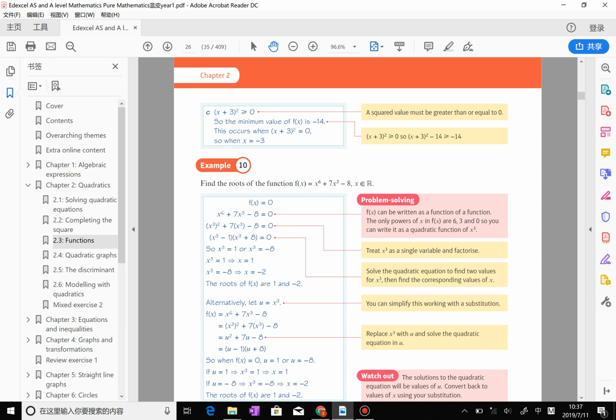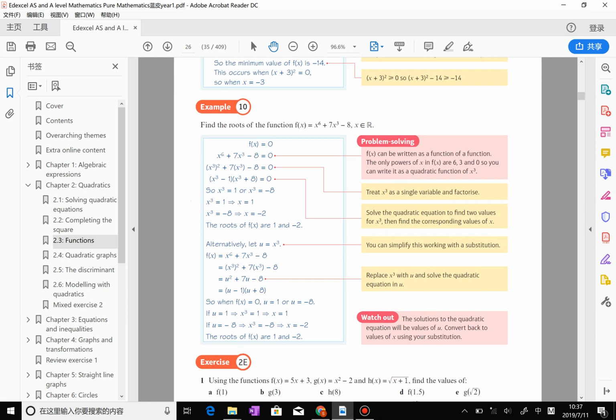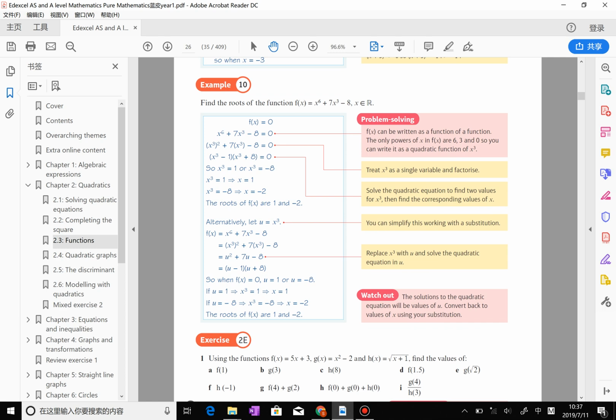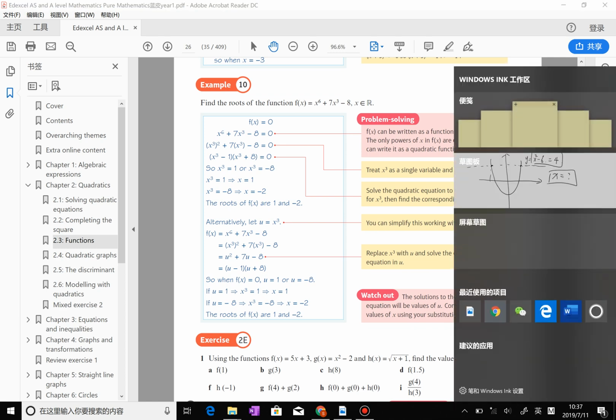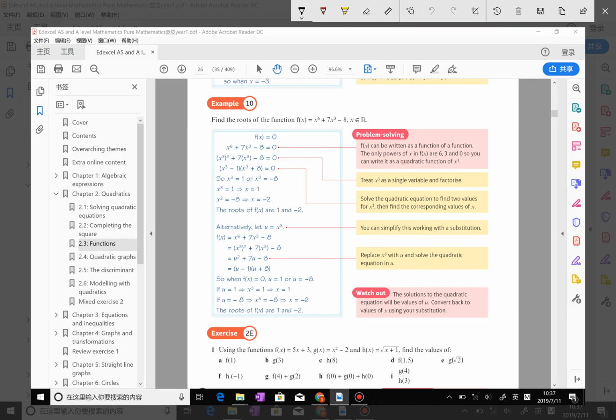Let's look at example 10. This is a classical example, and we need to know how we do this. When we first look at the problem, it says find the roots of the function f(x) equals x to the power of 6 plus 7x cubed minus 8. Students say, oh my god, I never know how to do x to the power of 6. We only learned x squared, right?